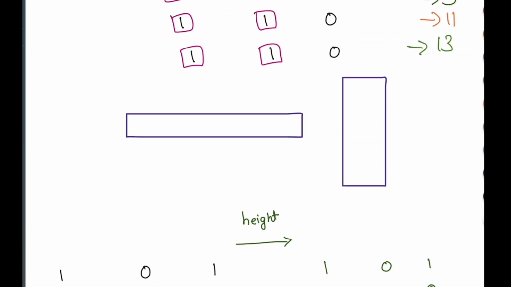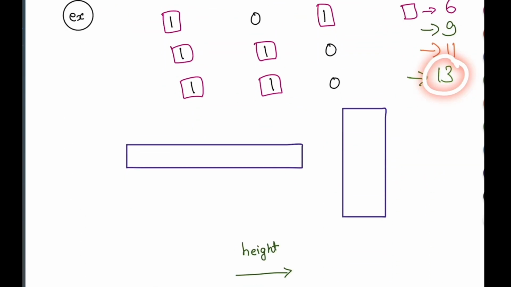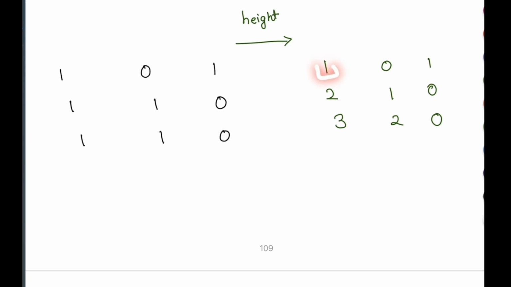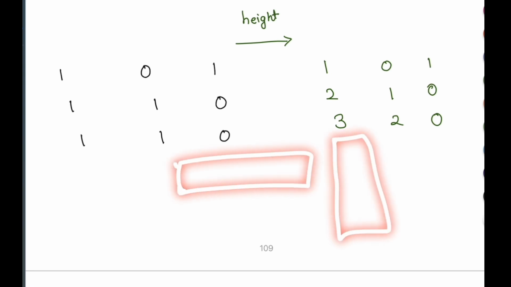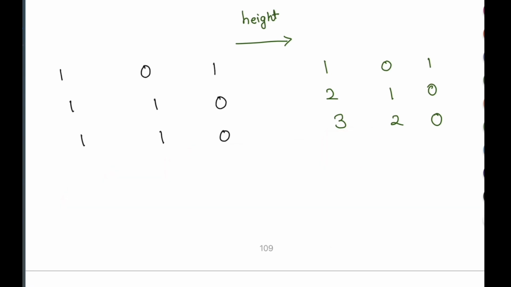Now we know that the output for this particular input is 13, and let me tell you how we can find it. For each element, we have already calculated its potential height, right? Now we need to find the width as well for each element. We are again going to run the loop to find the width, because to form a valid rectangle or a valid submatrix, we need to find the height and find the width as well, right? Once we have the height and the width, we are going to do our calculation.